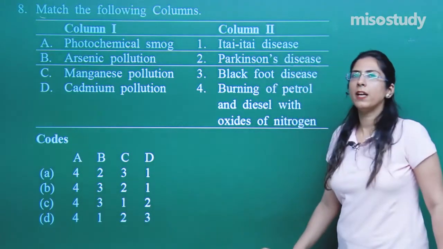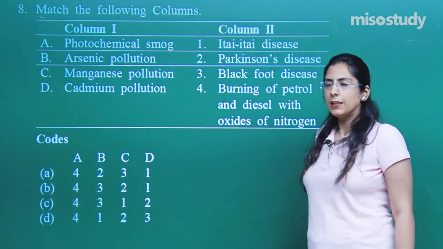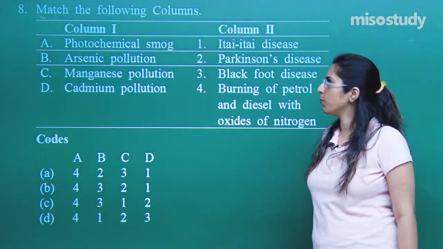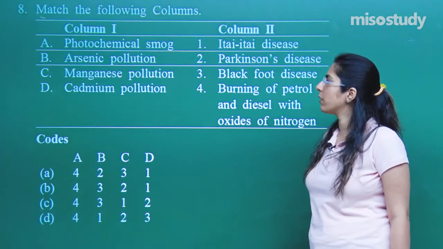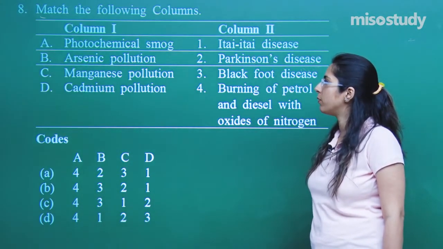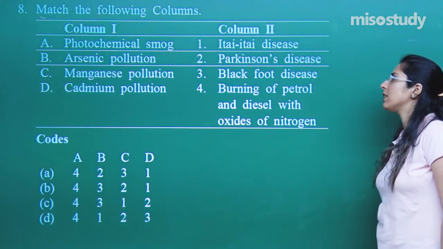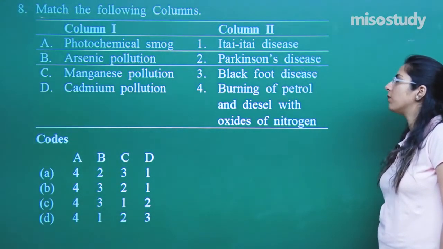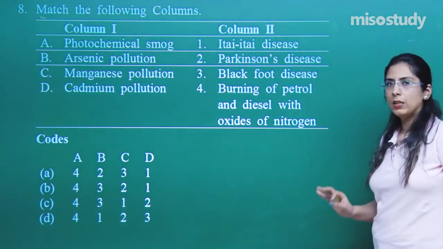Now let's talk about the next question, question number 8. Match the following columns. In this question, we have to match the two columns, column 1 and column 2. Column 1 indicates photochemical smog, arsenic pollution, manganese pollution, and cadmium pollution. Column 2 indicates Itai-itai, Parkinson disease, Blackfoot disease, and burning of petrol and diesel with oxides of nitrogen.